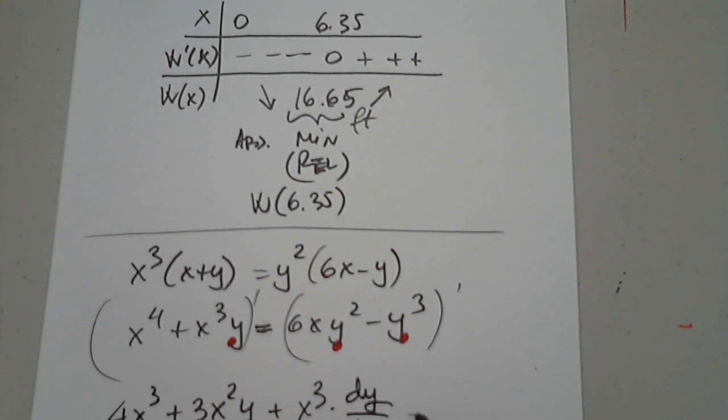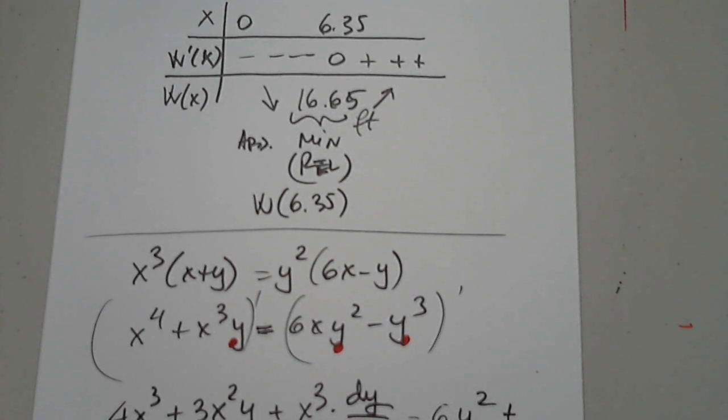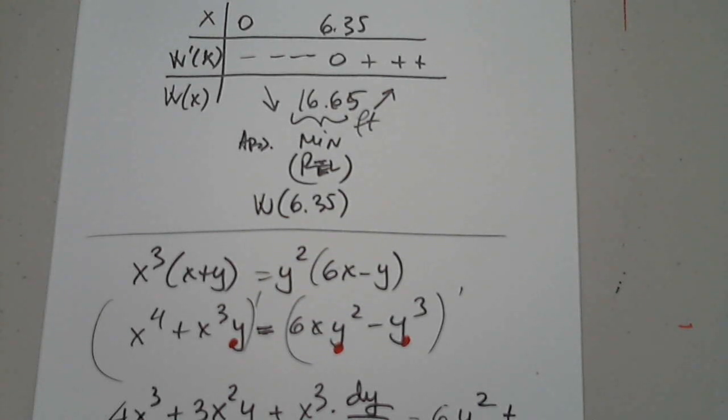over dx equals, product rule, 6y squared plus 6x times 2 times y times dy over dx minus 3 times y squared times dy over dx.